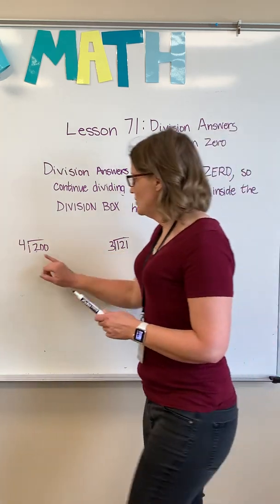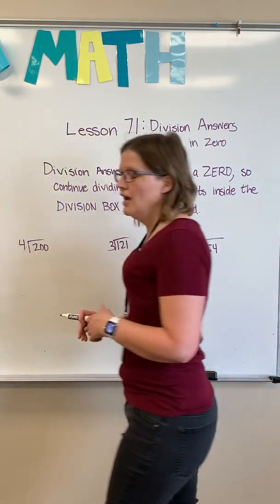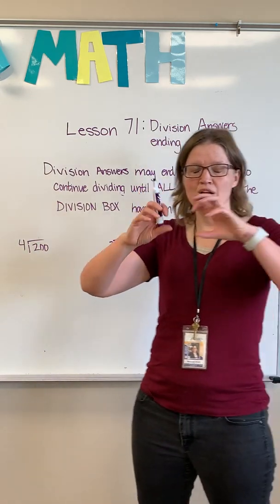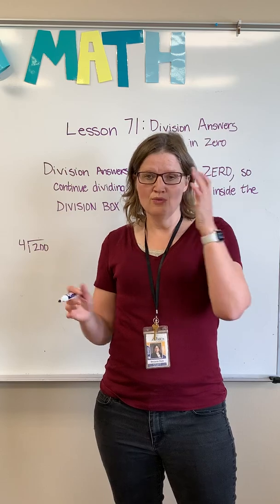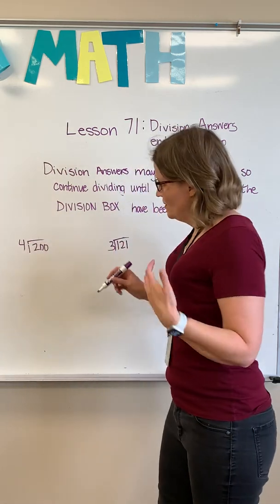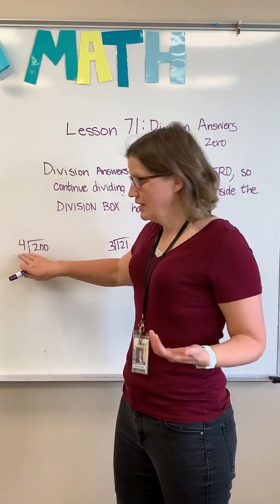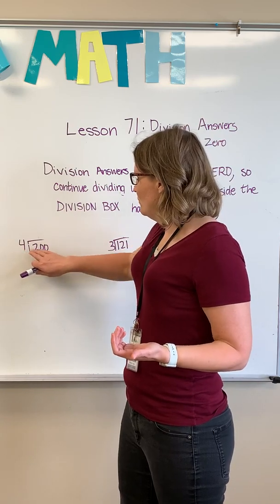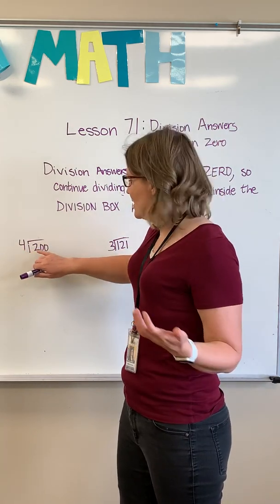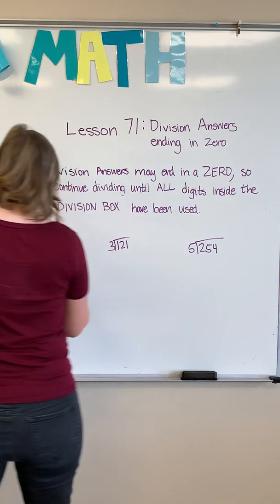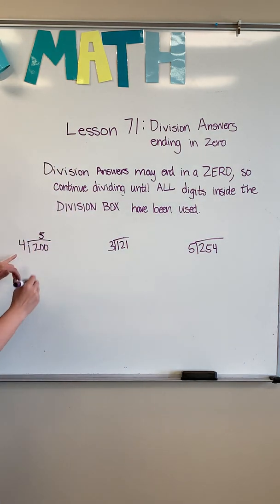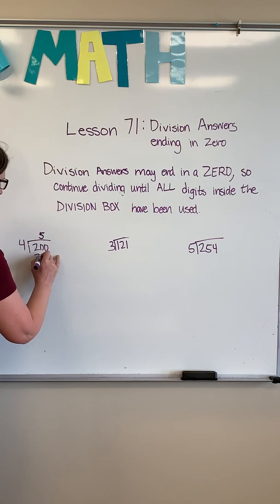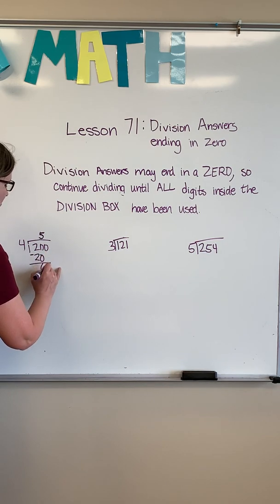In this situation, we have 200 pennies and we want them separated into 4 groups. So we begin with tackling it. We say 4 goes into 2, we can't do that. 4 goes into 20, we say 5 times. So 5 times 4 is 20. We subtract and we get 0.